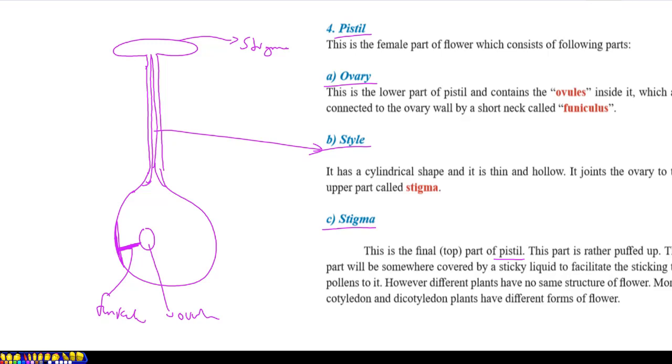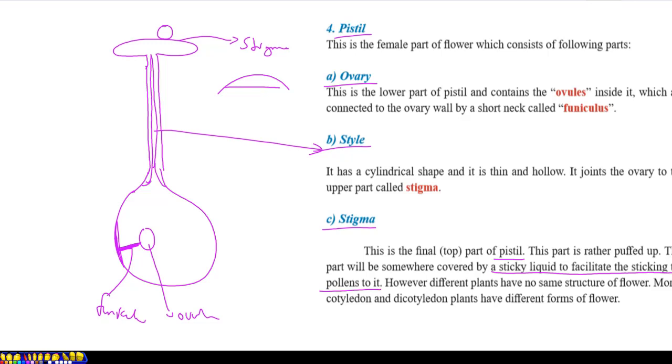It's rather puffed up, not flat, but puffed up, rounded. This part will be covered with a sticky liquid. A question arises: why sticky liquid? To facilitate the sticking of pollen to it. Because pollen is transported to the stigma by wind or insects, but as soon as it hits the stigma, it sticks to it. Why? Because it's covered by a sticky substance. Also the surface is rough, not smooth.